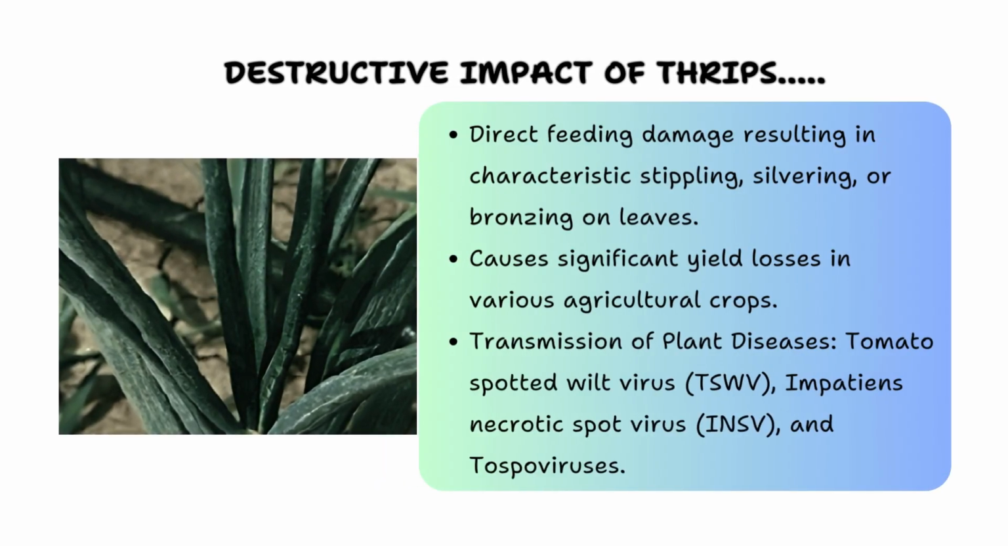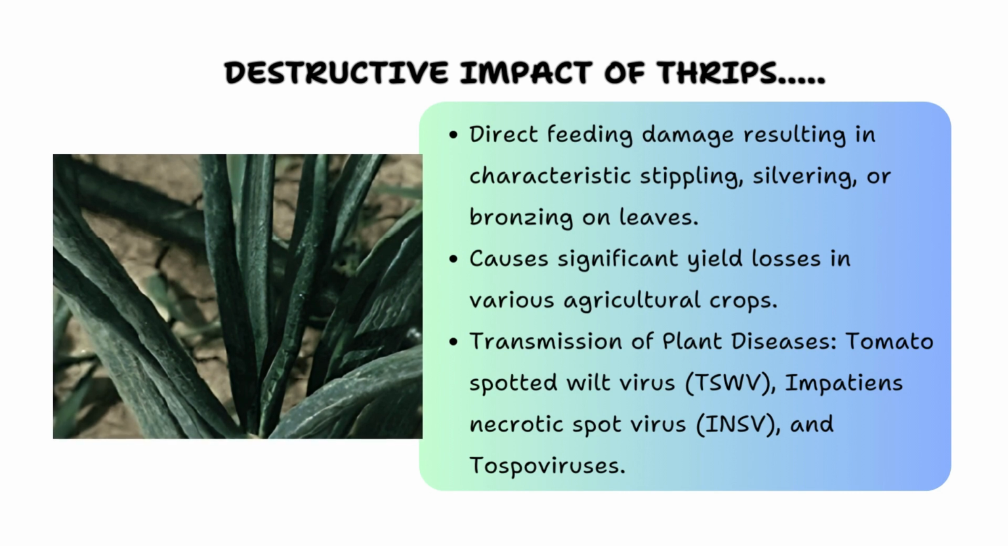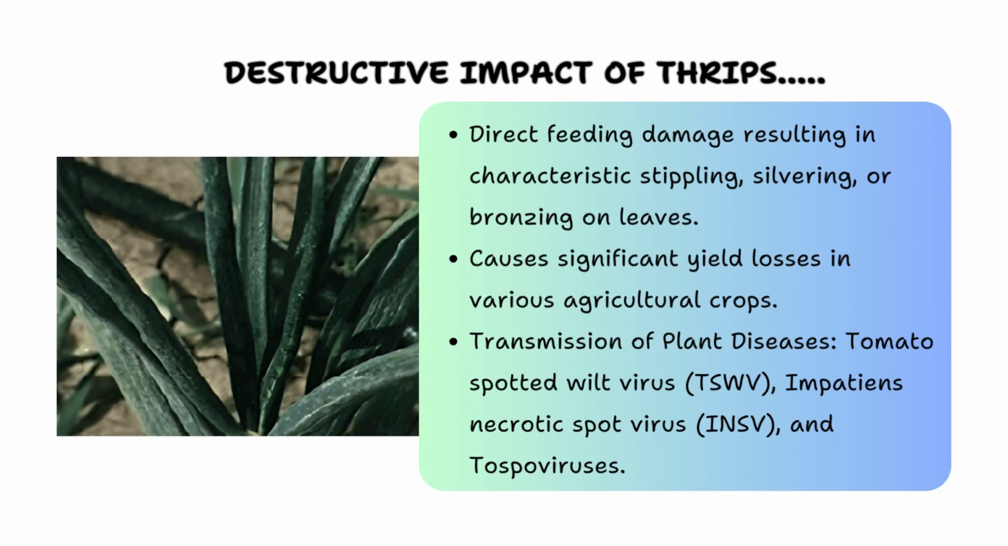Thrips can have a significant destructive impact on agriculture due to their feeding habits and ability to transmit plant diseases. This feeding damage can reduce plant vigor, stunt growth, decrease crop yields, and affect the marketability of produce. Some species of thrips are vectors for plant viruses, such as tomato spotted wilt virus and impatiens necrotic spot virus, which they transmit from infected plants to healthy ones. Control measures for thrips in agriculture often involve integrated pest management strategies that include cultural practices, biological control agents, and the use of pesticides.